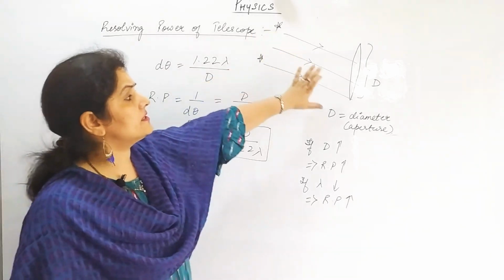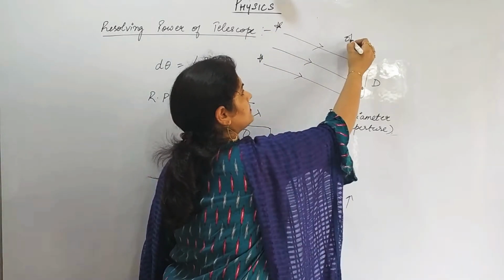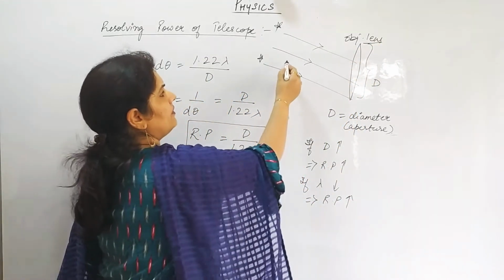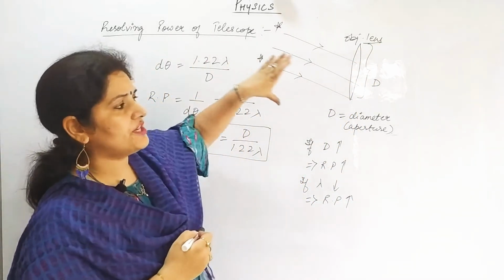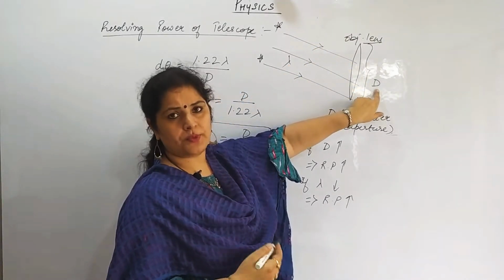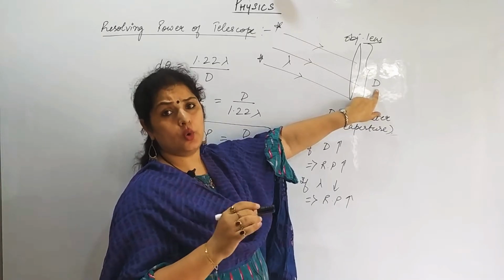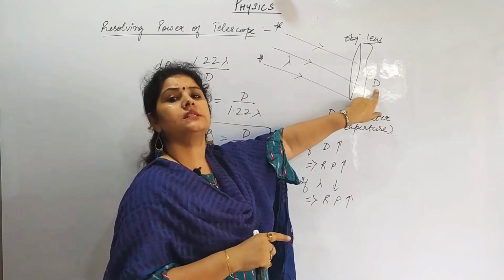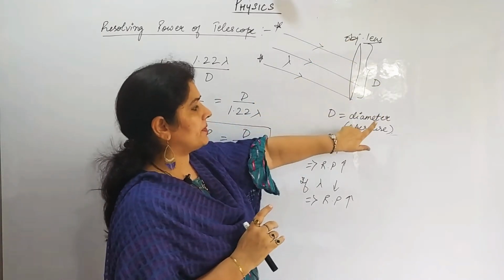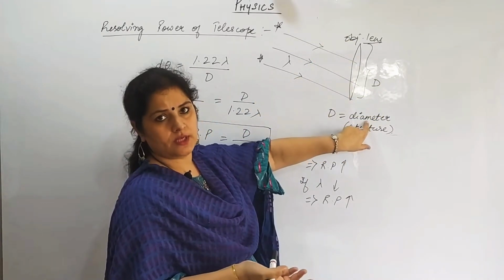So let us consider this is the objective lens, and light of wavelength lambda is falling on the objective lens of the telescope, right? Let us say the size of the telescope is A. So here we denote the size of the aperture as the diameter of the objective lens of the telescope. So what is the size of aperture here? It is the diameter, right?